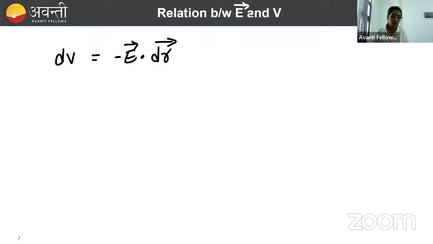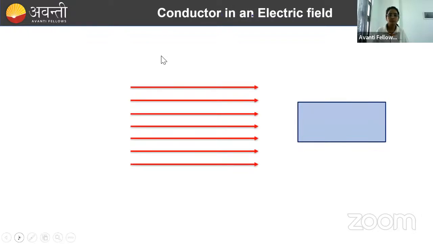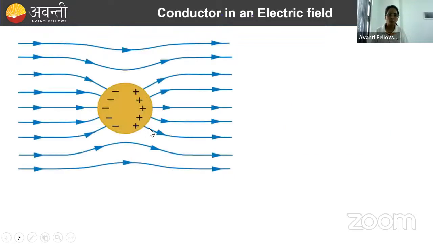Next, we need to move ahead. Yeah, this is a very important portion actually. So this is your conductor in an electric field. So what happens when we are keeping a conductor in an electric field?